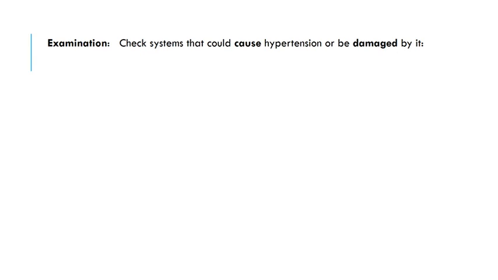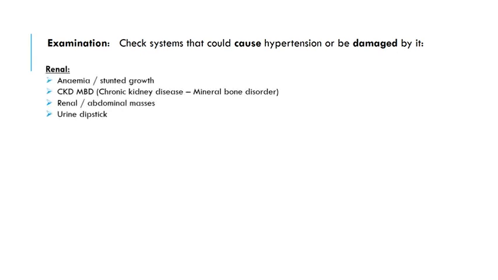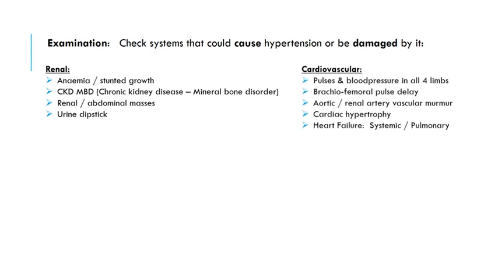When you examine your patient, you will look at the systems that cause hypertension as well as systems that are damaged by it. And sometimes these two overlap. So for your kidneys, you will look at signs of kidney injury. Cardiovascular, feel blood pressure. Make sure you feel or palpate all your pulses. Look for brachiofemoral pulse delays.